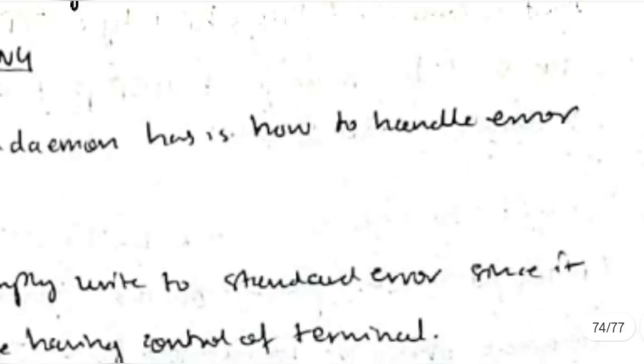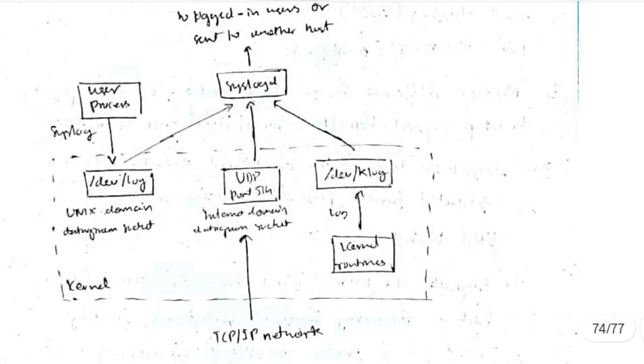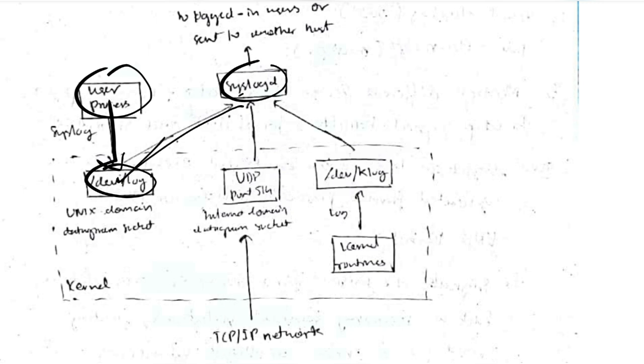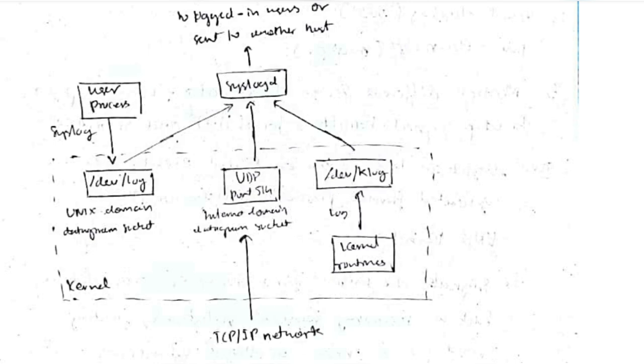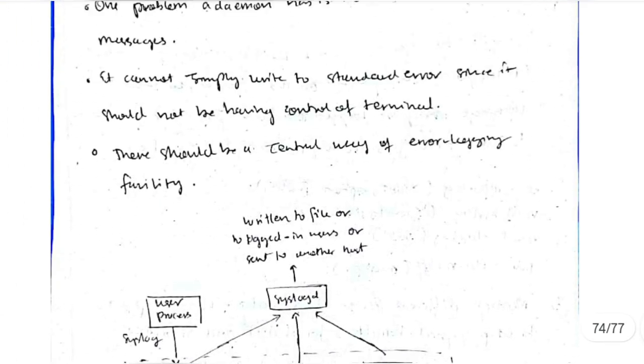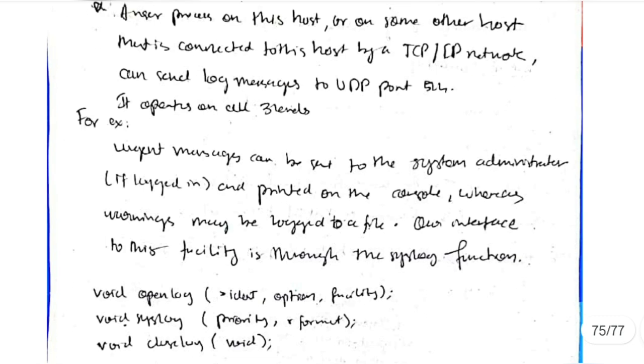So what it does is, whenever an error happens, it has to do something. So there are three ways of handling that error. The first one is the user process will send to this path, and this path will send to the system log. Second is from the TCP/IP network, it will send to the UDP port, and that will send to the system log. The third way is the kernel routine, it will directly log to the path here, and the path will send to the system log. So in this way the daemon process handles the errors. So that's what I've mentioned here, the three ways.